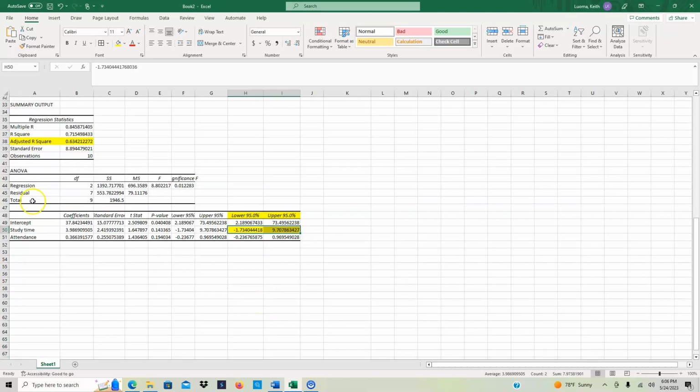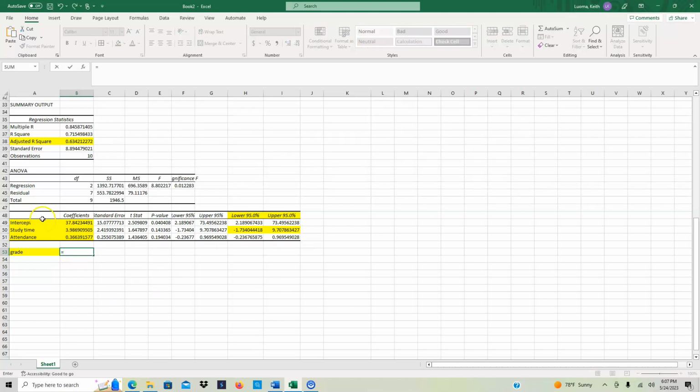Now, this information here should help us to make predictions. So let's actually practice doing that. Essentially, what this is saying is that a person's grade can be predicted using the values in this formula here. So how about to predict that grade? Let me back up a little bit.